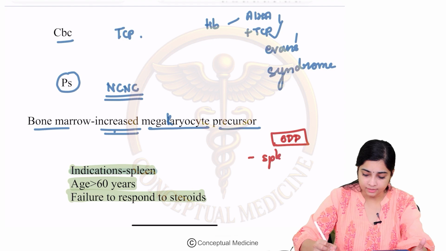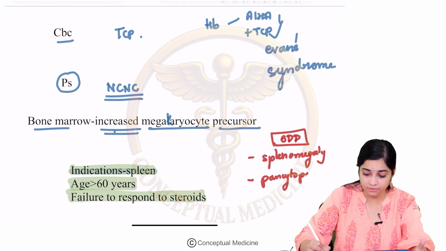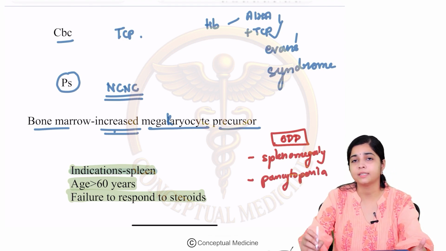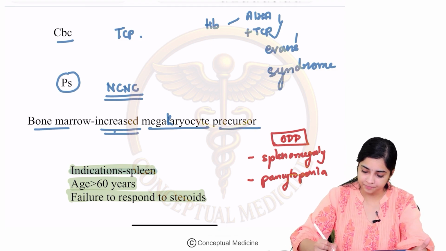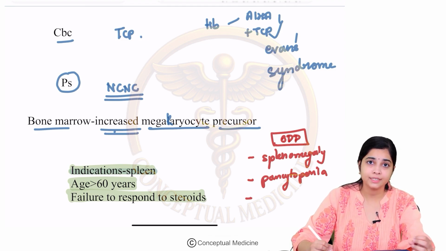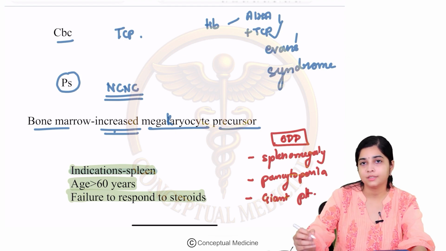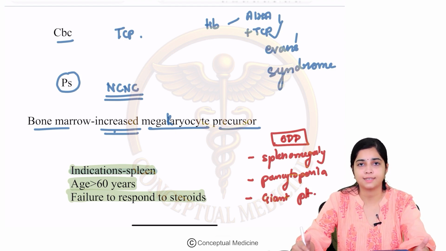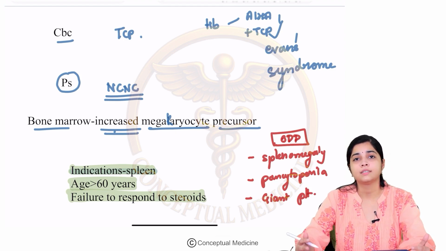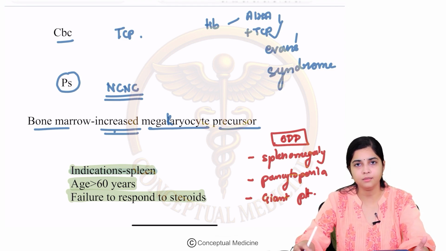So splenomegaly, presence of splenomegaly is odd for ITP. If there is evidence of pancytopenia, if there is evidence of other cell line involvement, again that you cannot directly diagnose as ITP, you have to rule out other conditions. Then evidence of platelet morphology disturbances, like if there is evidence of any giant platelet, etc., then ITP is going to be less likely. So before you label a patient as ITP, you have to think and consider what are the other options which are probably causing thrombocytopenia in that patient.